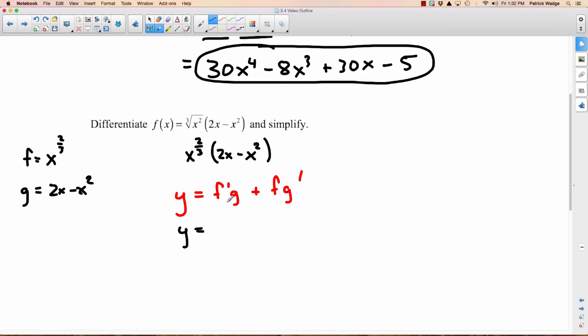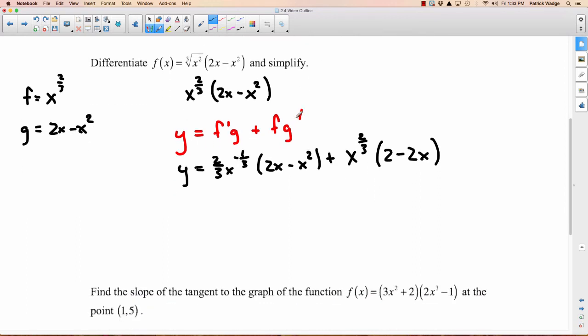So y equals f prime. So we're going to take the derivative of this. Power rule, 2/3 comes down, x, we subtract 1 from 2/3 and get negative 1/3. Then g, well, here's g right there, so we'll just rewrite that whole thing, plus f, there's f, x to the 2/3, and you're going to multiply that by the derivative of g. So the derivative of the first term is 2 minus, we use the power rule, the 2 comes down and you get 2x.